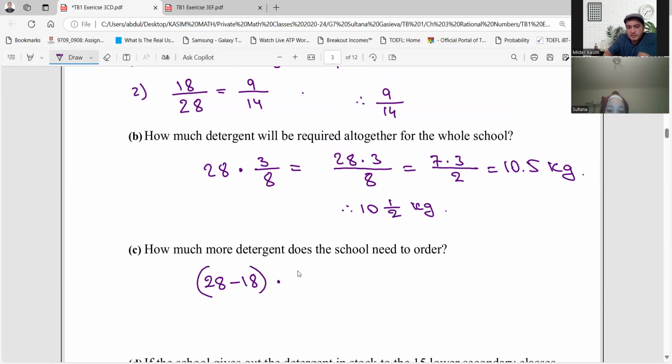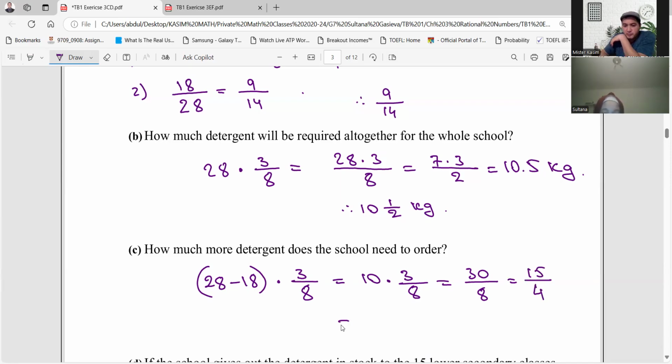And each class needs this much detergent, right? Because we know that 18 classes were already supplied with detergent, the remaining classes are the total number of classes, 28 minus 18, that is 10. So 10 times 3 over 8. 10 times 3 is 30, right? 30 divided by 8, or divided by 2, is 15 over 4. Now let's change this into a mixed number. That is 3 and 3 over 4 kg of detergent needed for the rest of the school.